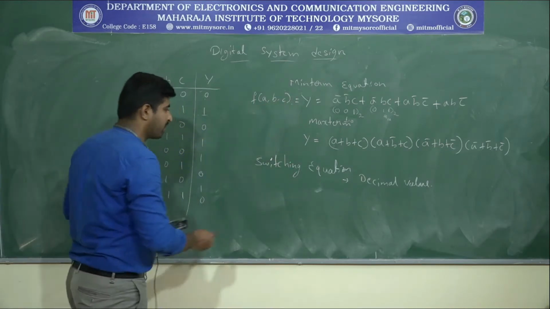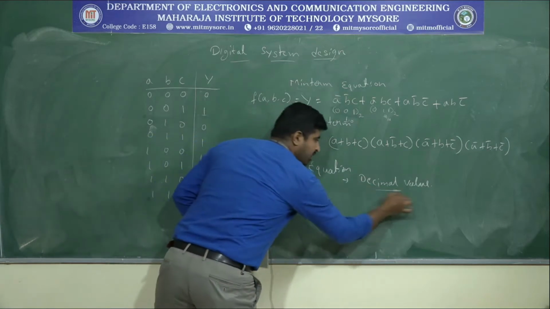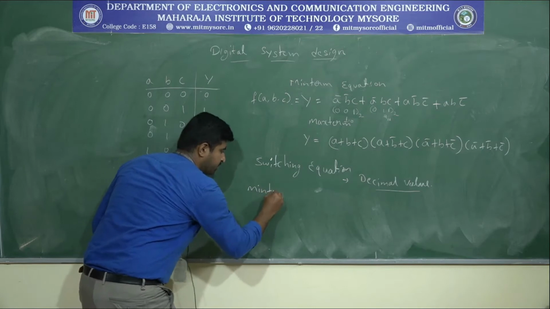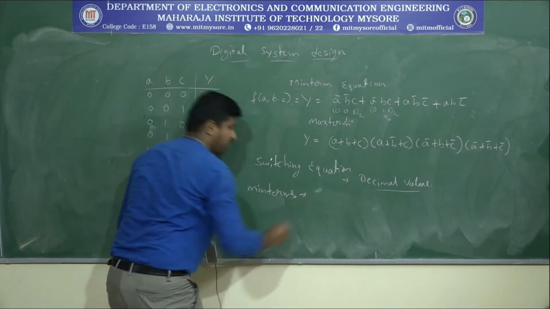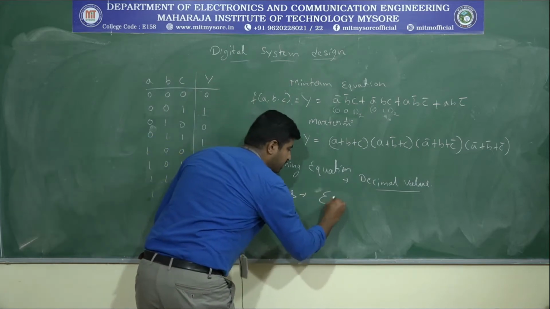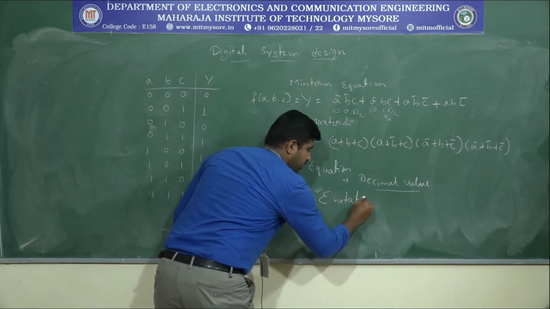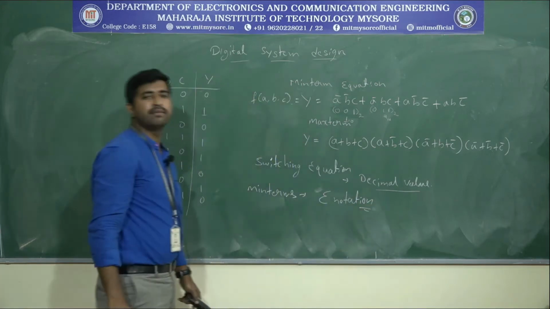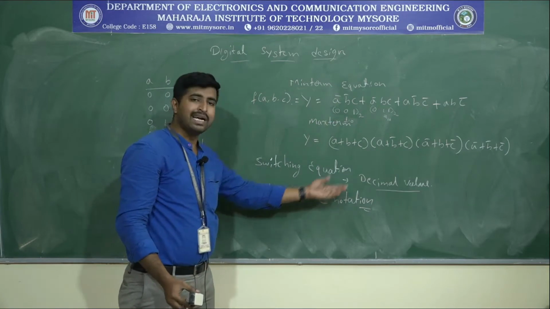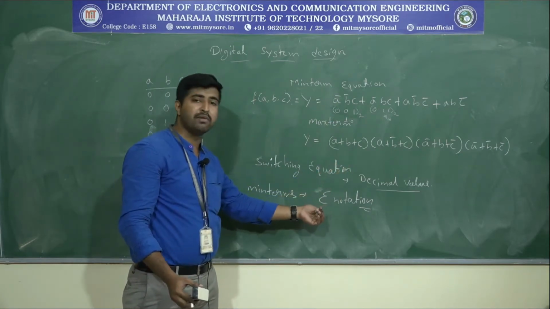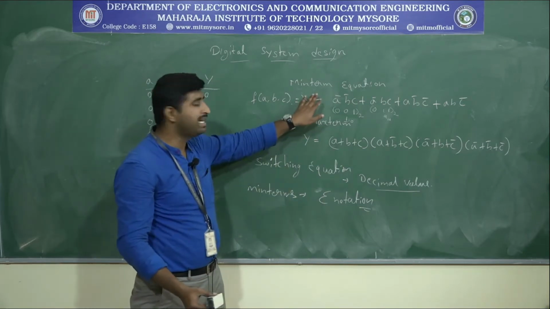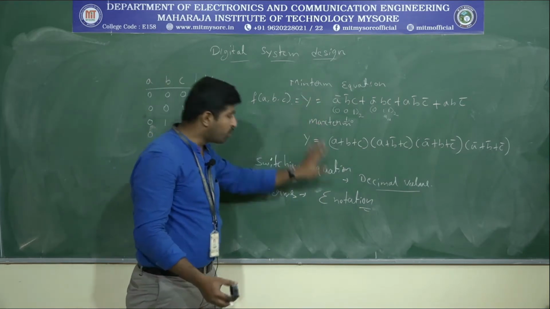When you are writing the switching equation using decimal values, especially for the min terms, we will use the sigma notation. Instead of writing these variables, we can use the decimal values with the sigma notation. Sigma corresponds to summation, so that corresponds to the min term equations. How to write that?